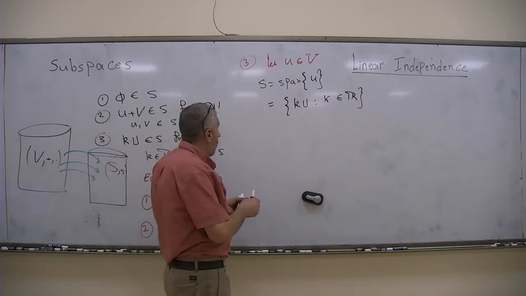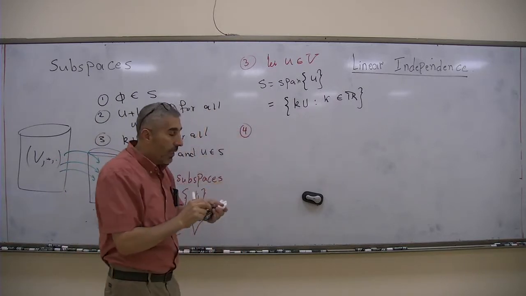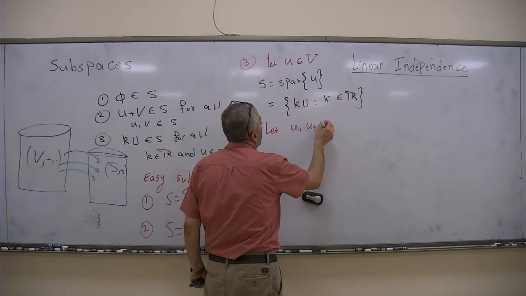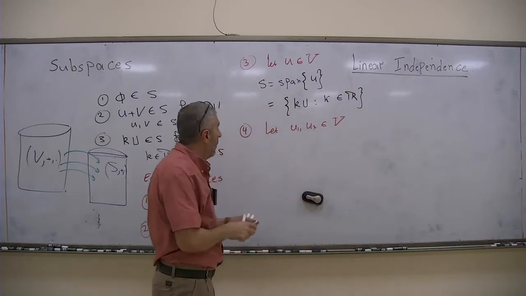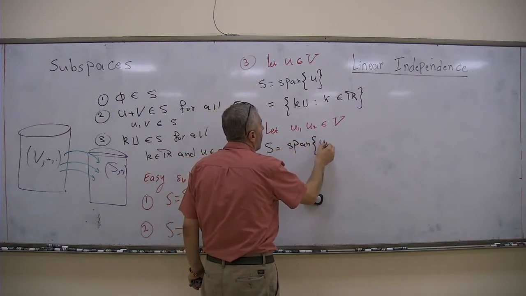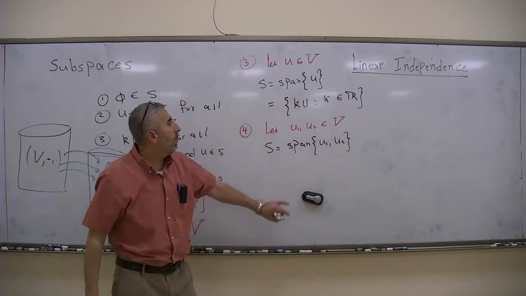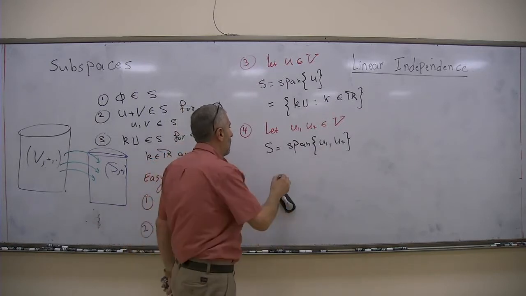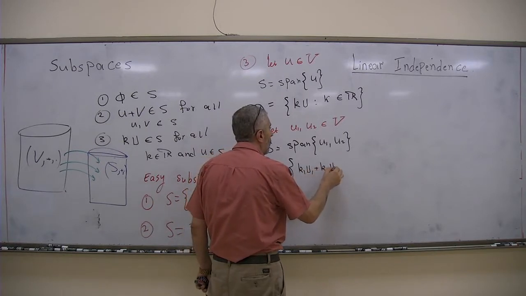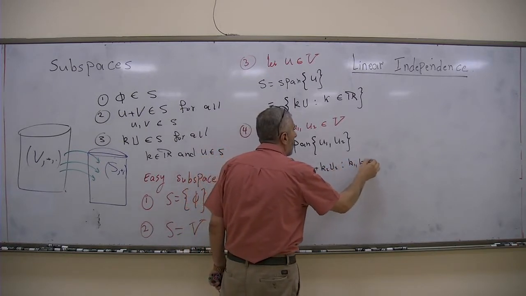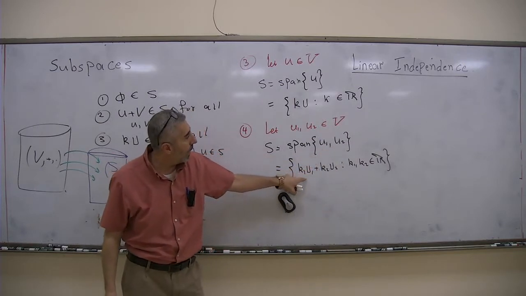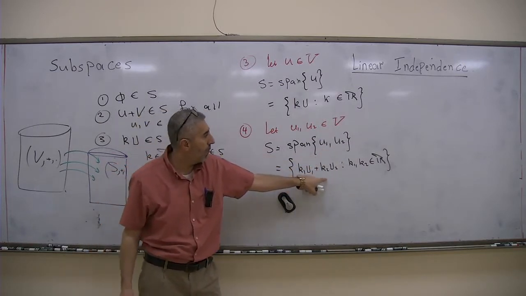Now we want to make it more interesting. Instead of taking one vector, I'm going to take here two vectors. Let U1, U2 belong to V, and I'm going to take my S to be again span U1, U2. What do we mean by this? We mean if you take the linear combinations, so this is going to be K1 U1 plus K2 U2, such that K1, K2 are real numbers. That is what we mean by span U1, U2. So all linear combinations of this form.